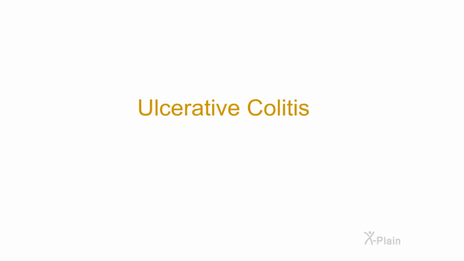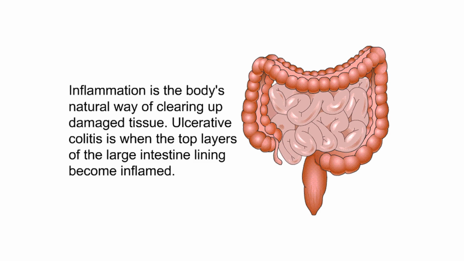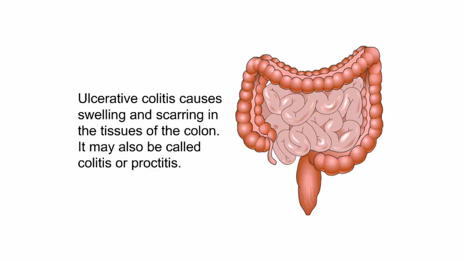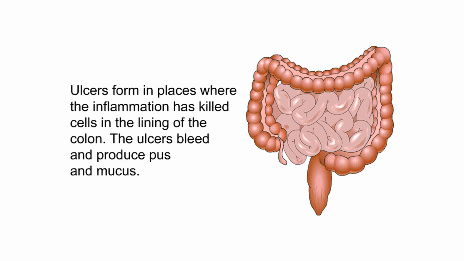Ulcerative colitis. Inflammation is the body's natural way of clearing up damaged tissue. Ulcerative colitis is when the top layers of the large intestine lining become inflamed. Ulcerative colitis causes swelling and scarring in the tissues of the colon. It may also be called colitis or proctitis. Ulcers form in places where the inflammation has killed cells in the lining of the colon. The ulcers bleed and produce pus and mucus.